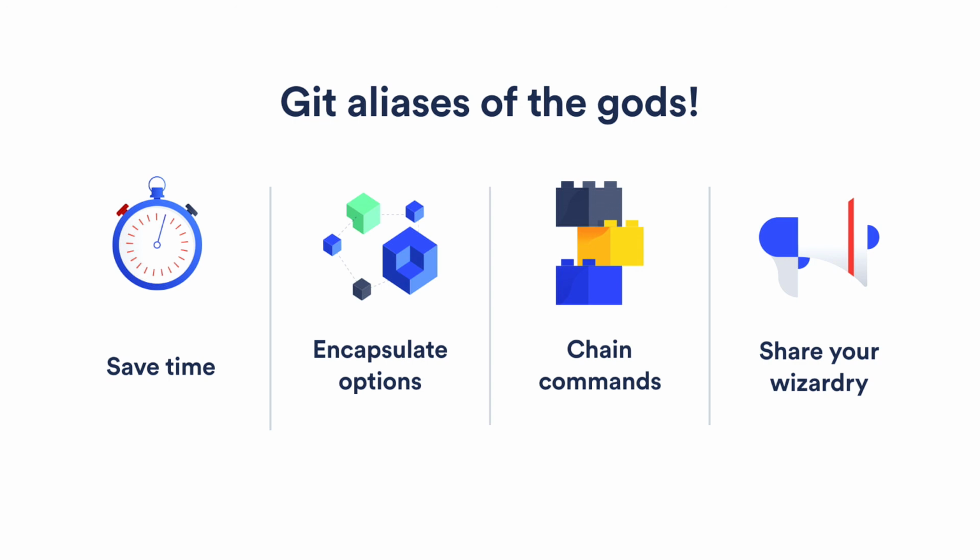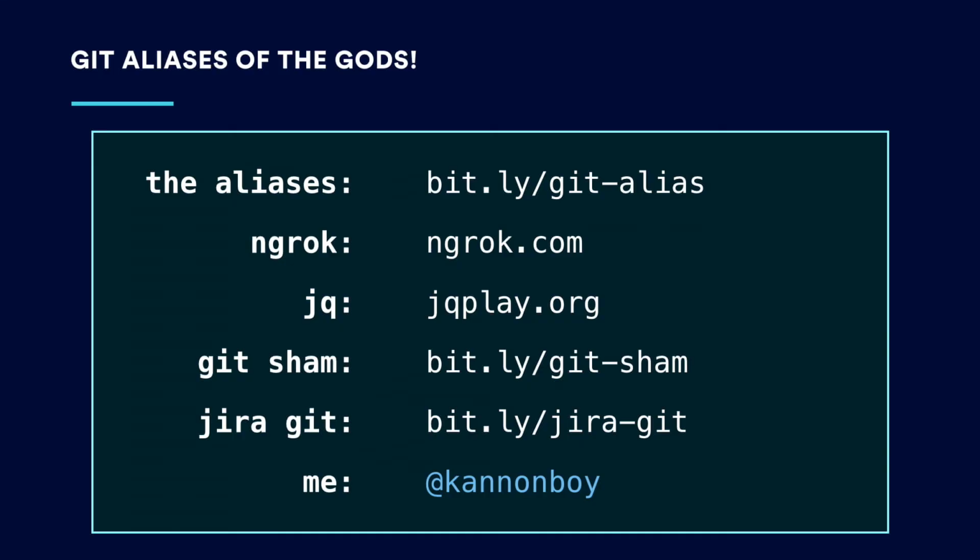If you want to check out any of the aliases that we looked at, you can check them out at bit.ly/gitaliases. I welcome contributions too if you have some improvements to them. Also, if you're a web developer, highly recommend checking out ngrok and jq. They are indispensable tools for me. You can also check out Git-sham, although you shouldn't, it's terrible. And JIRA Git as well, I'd love to get your feedback on that.